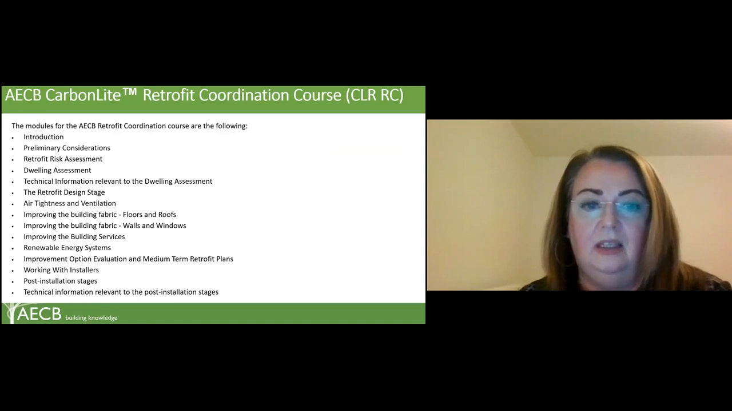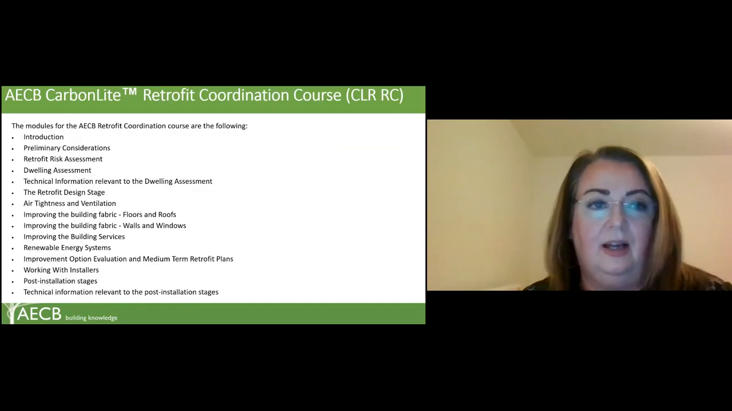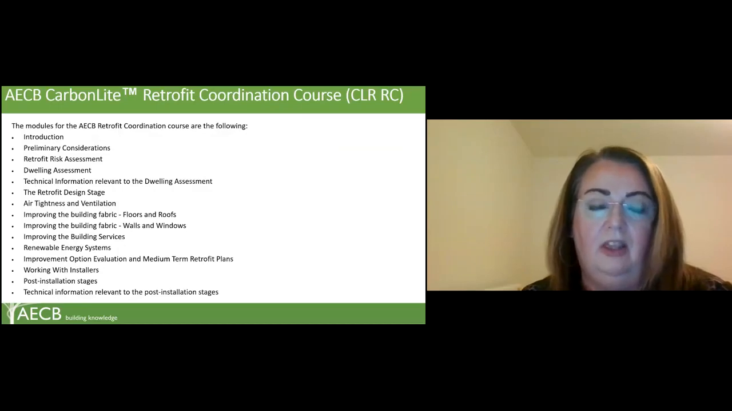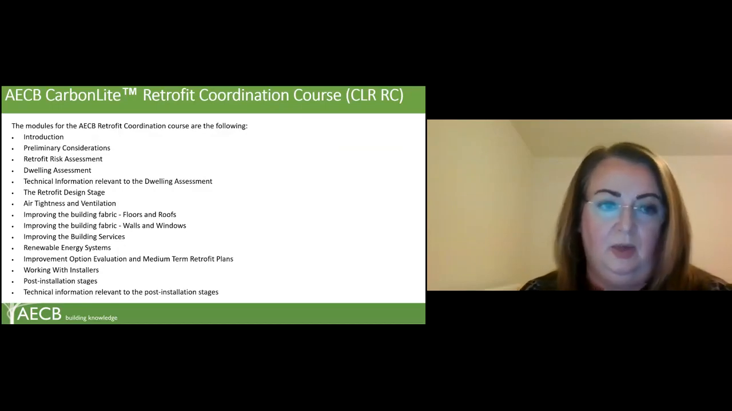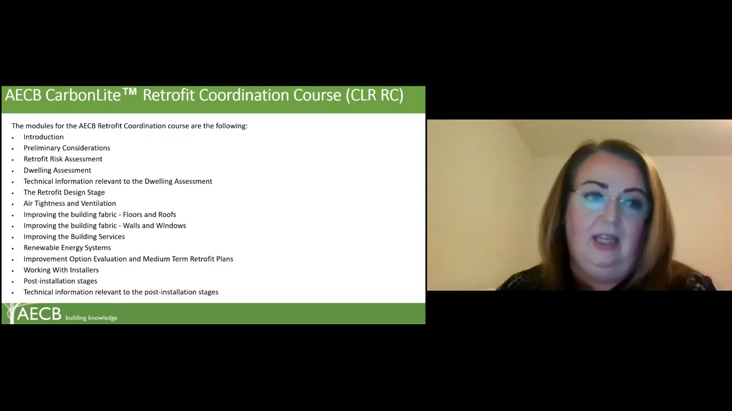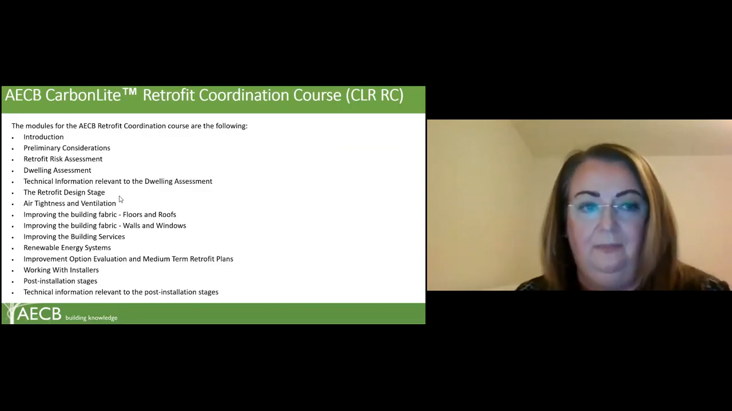These are the modules, and obviously, just as Alex explained quite well, it goes through the entire process from inception to completion. One of the major parts of that is really understanding the building and its defects, what the client is needing, and then doing a very thorough risk assessment and dwelling assessment of how we're going to make changes to it, and then going on to the retrofit design.